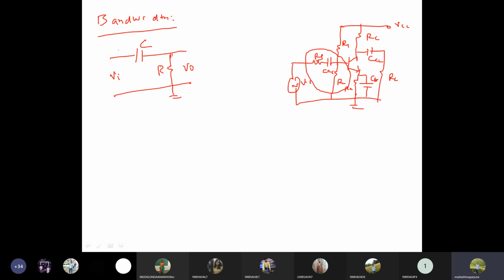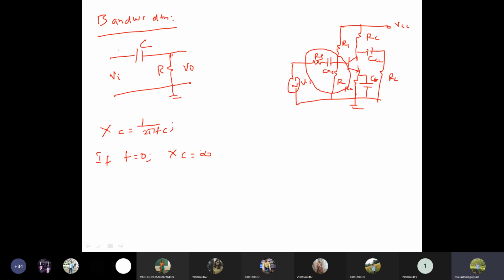So now let us see, in this calculation you are taking the output across the resistor, no? As we know, the impedance of the capacitor is Xc equal to 1 by 2 pi Fc. If F is equal to 0, what happens? Xc becomes infinity. Am I right? Xc becomes infinity.